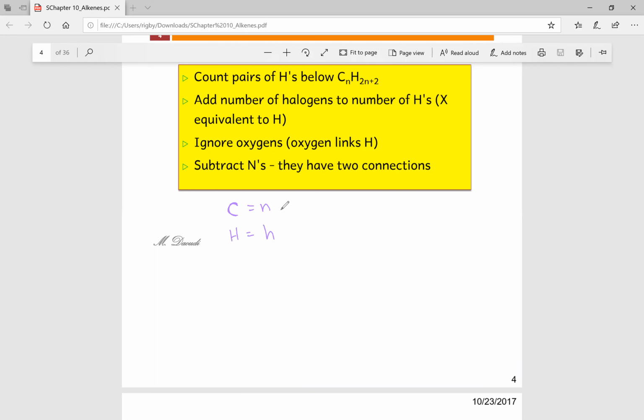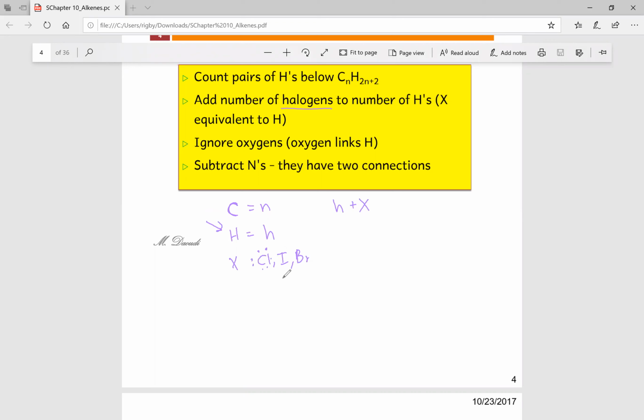So what we're going to do is add h plus however many halogens we have. Remember, halogens are Cl, I, Br, all of those. And the reason we count those the same as hydrogens is because, similar to hydrogens, they can only have one single bond. Instead of only wanting two electrons, as in hydrogen's case, these already have 7 electrons, so they only want one more bond.